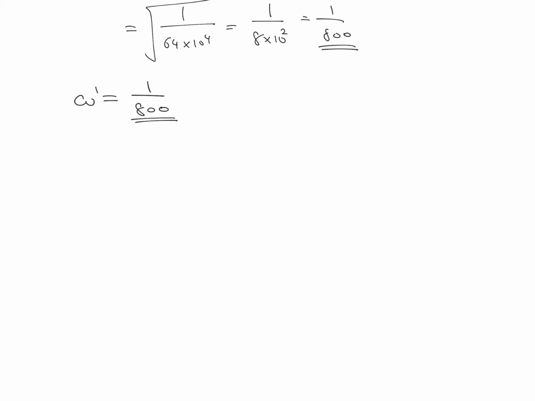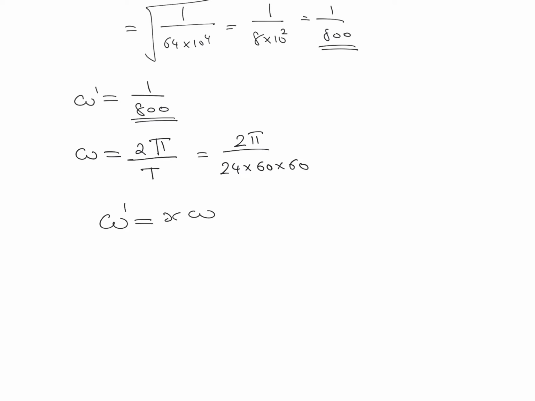Now the initial angular velocity was, we know that Earth is completing one full rotation in a time of 24 hours. So the initial value of omega we can take as nothing but 2 pi divided by its time period T, which is 24 hours. So just 2 pi divided by 24 into 60 into 60. So this was the initial value of omega. Now in the question, it is given that the final value of omega, which is omega dash, is x times the initial value of omega. So we have to find the value of x. So we can write it as omega dash divided by omega.